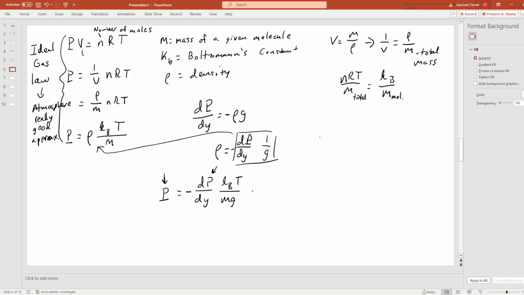If I rearrange this equation, I'm going to get dP over P. I move everything else to the other side. It's going to be mg with a negative sign over kBT times dy.